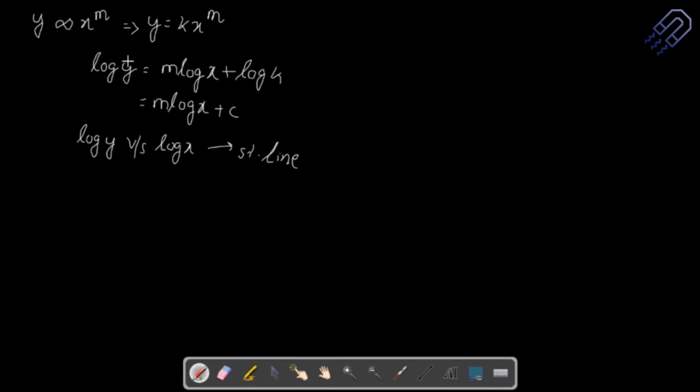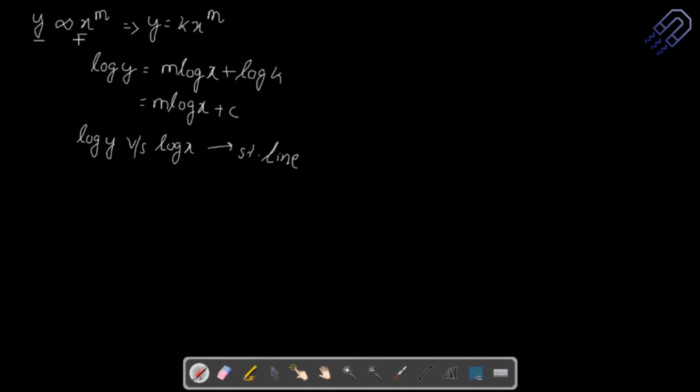So it depends. Sometimes you don't really plot a graph between log x and log y. Depending on what kind of information you need, you plot a graph. So you can just plot a graph between y and x, and depending on whether it's a square or a cube or a root, you'll get the value.